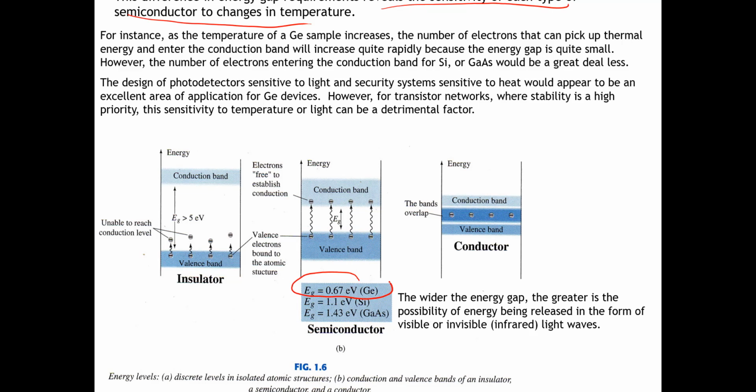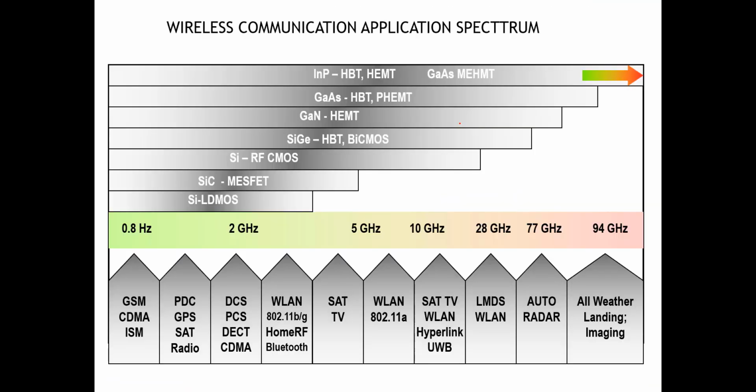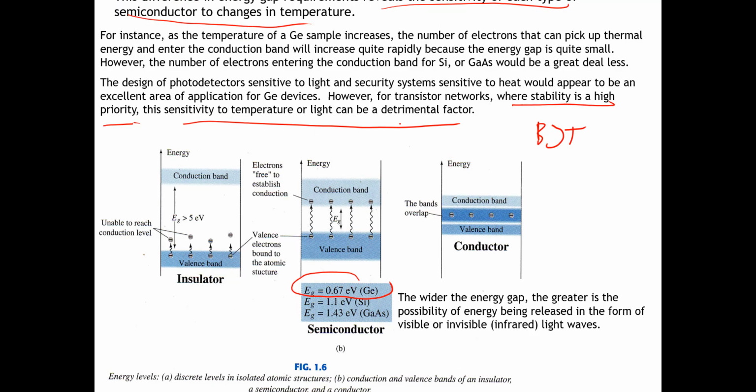But for a transistor, like a BJT (bipolar junction transistor) or a FET, stability is a high priority. So sensitivity to temperature and light can be a detrimental factor. So we try to use a semiconductor with a higher energy gap, like silicon or gallium arsenide. You can see that in this application there is no germanium, just silicon. If we combine silicon and germanium, we can create the HBT or BiCMOS. We didn't use germanium for the transistor because the sensitivity is very high.